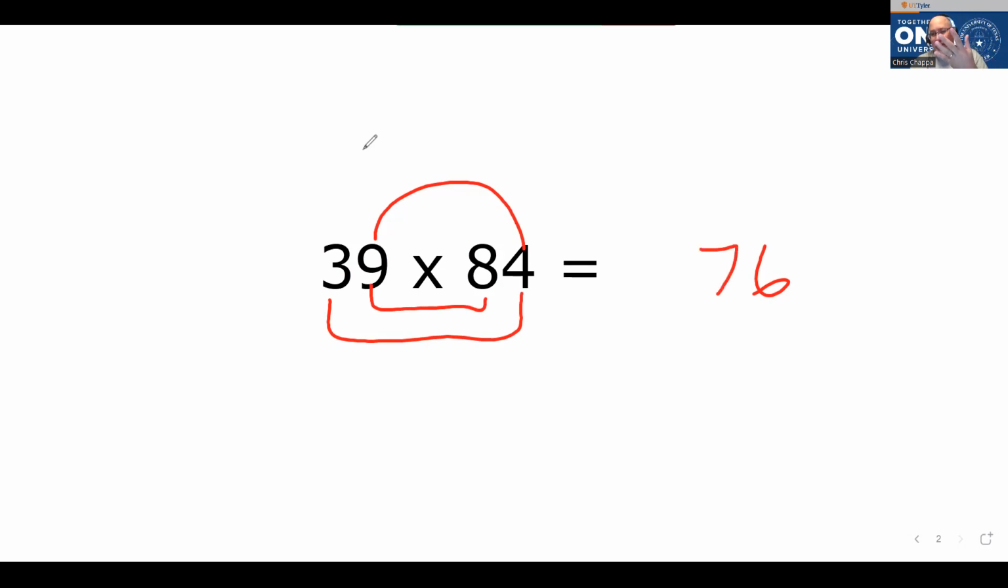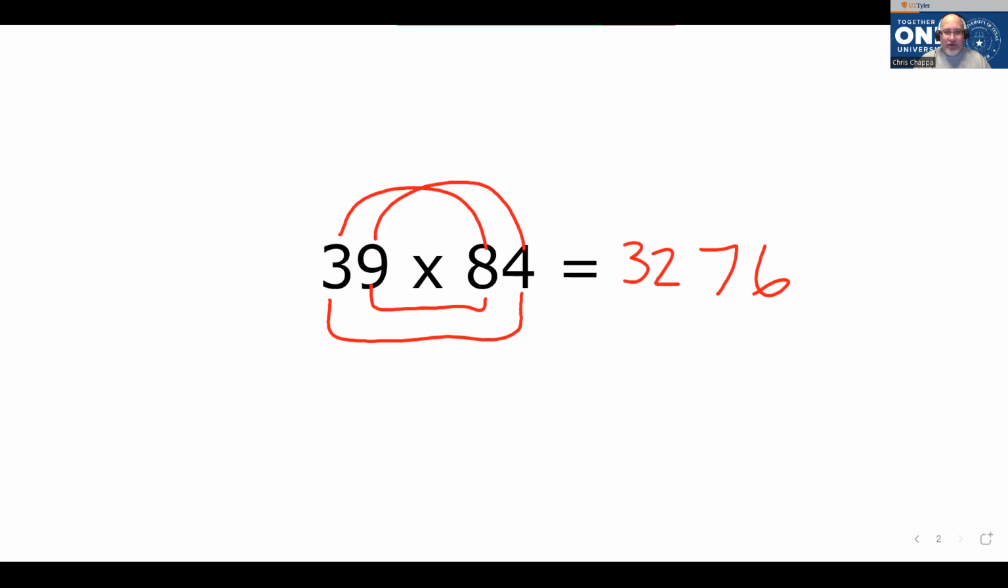Now I can't hold up 8 fingers, so I would be doing this because I'm not actually writing things. I've got the 8, and then do the first part of FOIL. 7 times, where do I get 7 from? 3 times 8 is 24. 24 plus 8 is 32. So it should be 3276, and we'll verify that real quick.